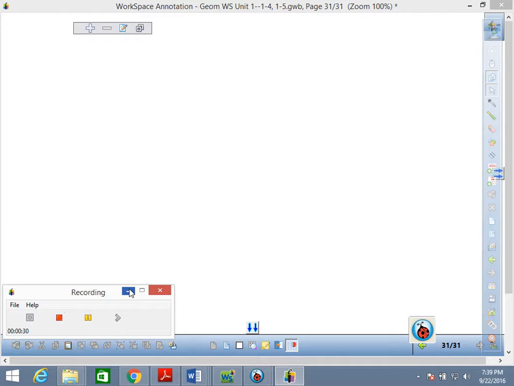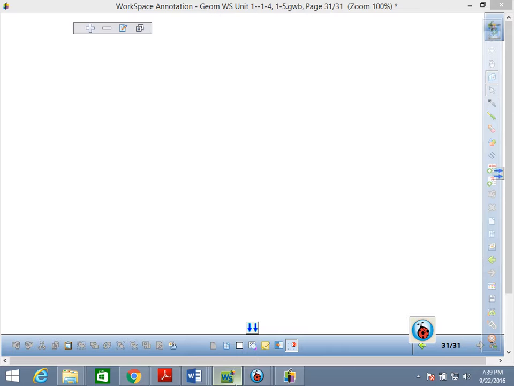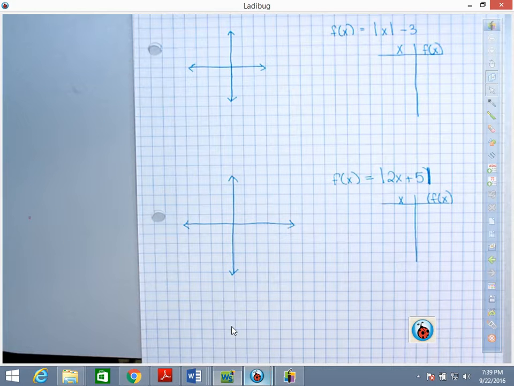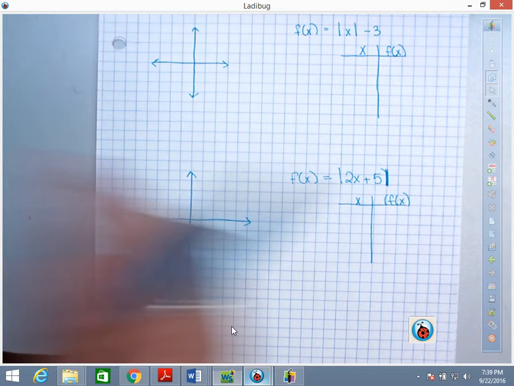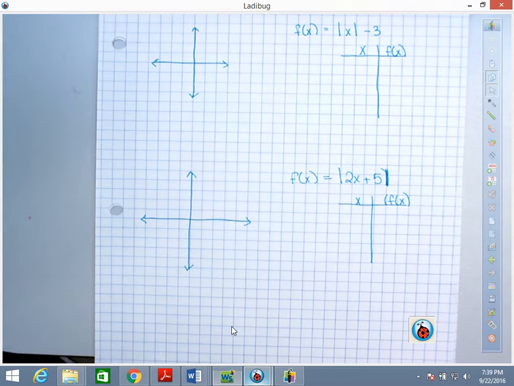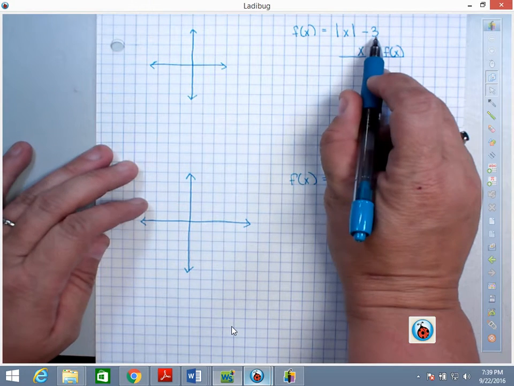So today we're going to be looking at lesson 4.7 that we talked about last week on absolute value functions. I just wanted to go through and remind you how to do these. We're going to look at some example problems just to refresh your memory. Remember that with absolute value functions, we are going to create a table, and we're going to look for that vertex, that place where the V happens.